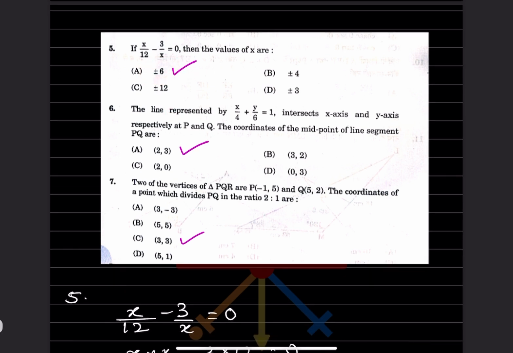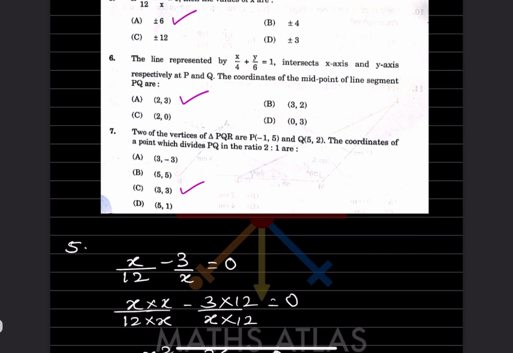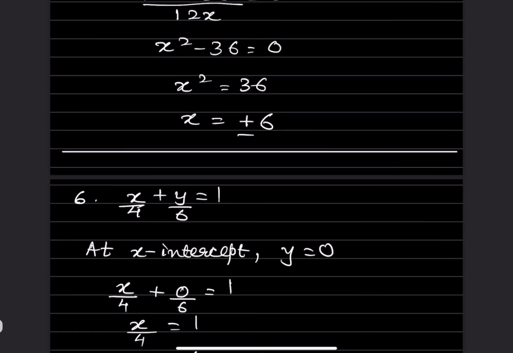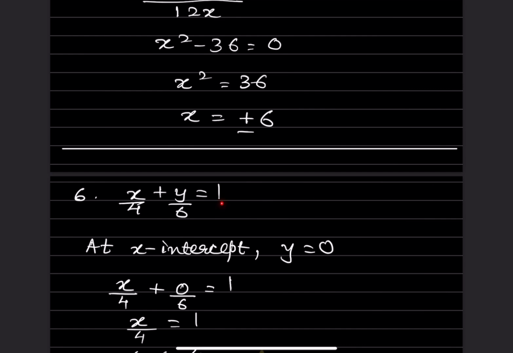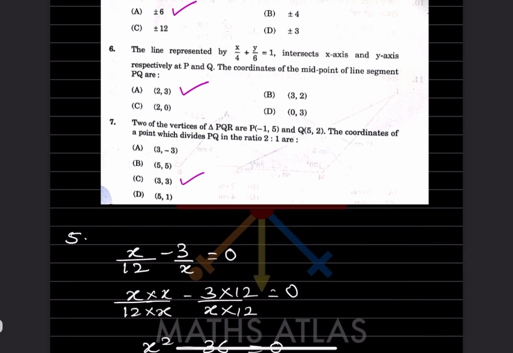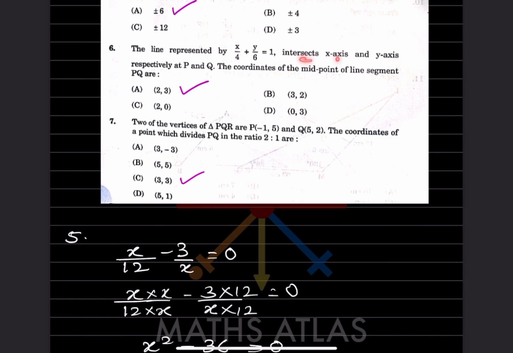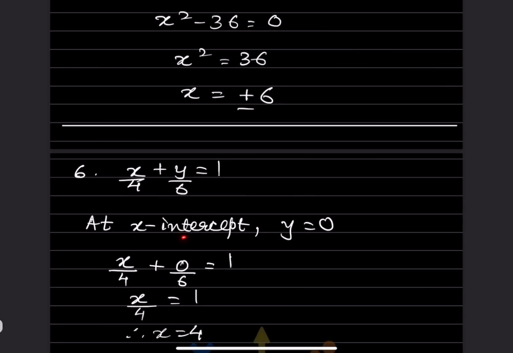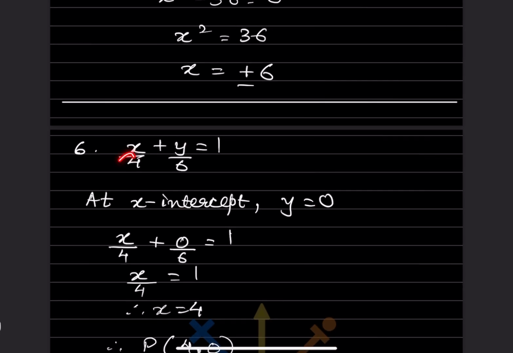The line represented by x by 4 plus y by 6 is equal to 1 intersects the x-axis and y-axis respectively at P and Q. The coordinates of the midpoint of line segment PQ are. So these are the options given. So now let us start with this equation. So x by 4 plus y by 6 is equal to 1. Whenever there is an x-intercept, it means y should be 0, because they said they intersect the x-axis and y-axis. So now let us see, for the x-intercept, y is going to be 0. So in place of this y, you will put 0. Rest all is going to be the same.